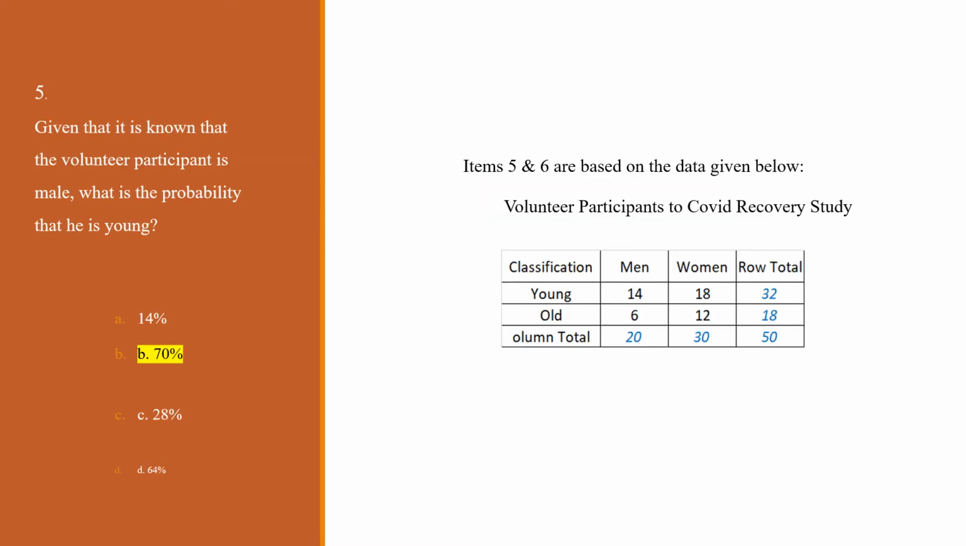For items 5 and 6, we are to use the given table. Okay, and for number 5, we are made to understand that when we know that a volunteer participant is male, what is the probability that he is young? So we will have to just pay attention to the column on the male, which totals 20, and those who are young corresponds to 14 of the 20. So percentage-wise, that will correspond to 14 divided by 20, or that would be 70%.